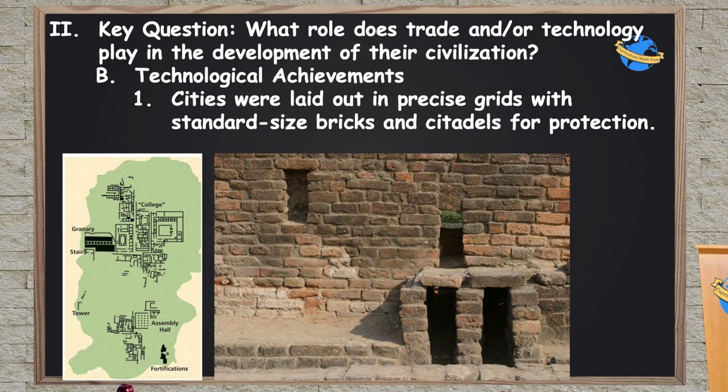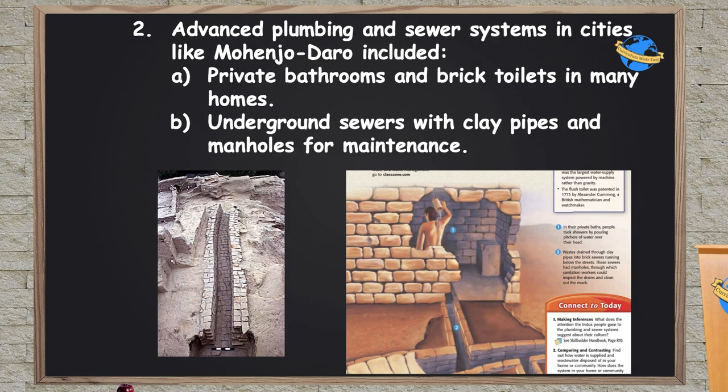They also are building citadels, these fortifications that, at least we think, were for protecting them from potential outsiders, though there isn't a lot of evidence of warfare in this region, so we're not really quite sure at this time. Another thing that makes this culture stand out is their advanced plumbing and sewer systems found in cities like Mohenjo-Daro, which is a major city found on the western side of the Indus River.